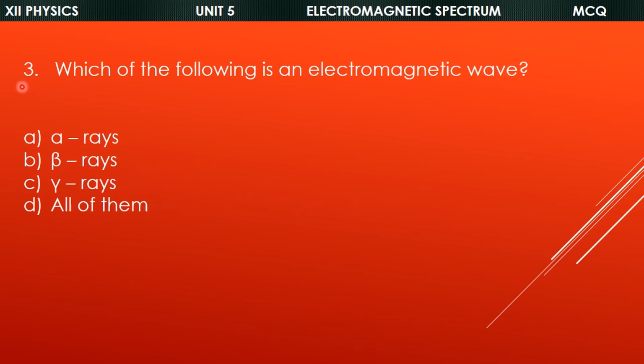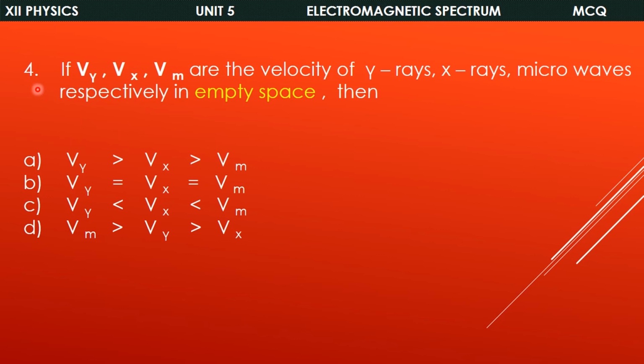Longitudinal. Question 3. Which of the following is an electromagnetic wave? We know that alpha rays are helium nuclei, beta rays are high energy electrons and gamma rays are electromagnetic waves. So the answer is C. Gamma rays.